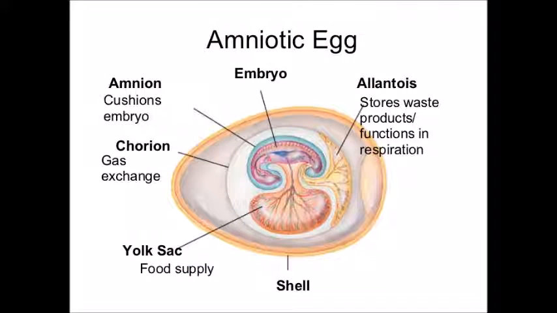Characteristic number 3, amniotic eggs. The embryo of a bird is protected by the amniotic membrane within its hard shell, which is composed of calcium carbonate. All nutrients happen inside of the shell, in contrast to a mammal's reproduction.